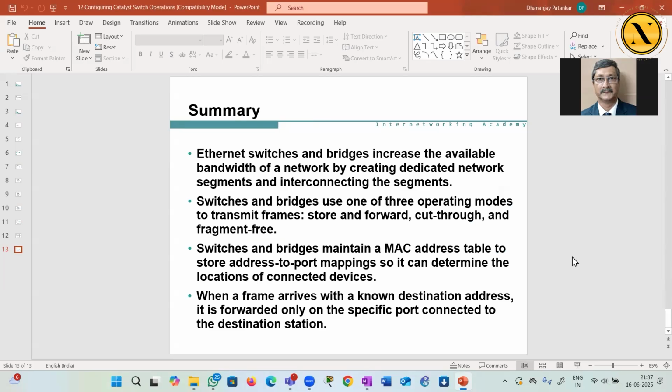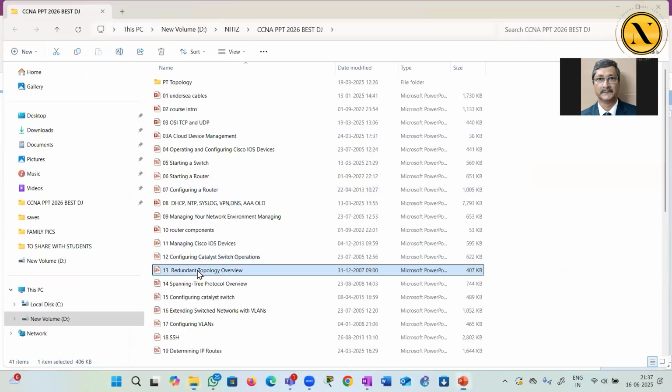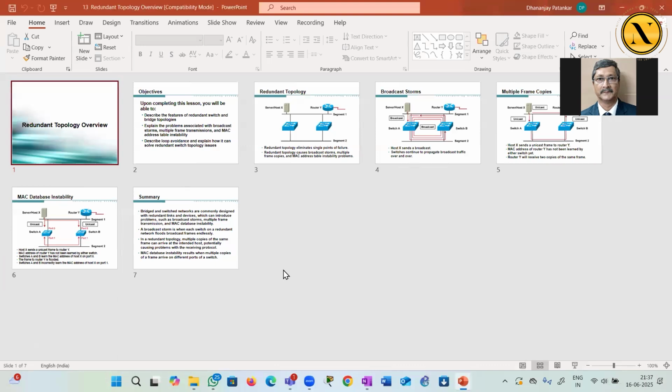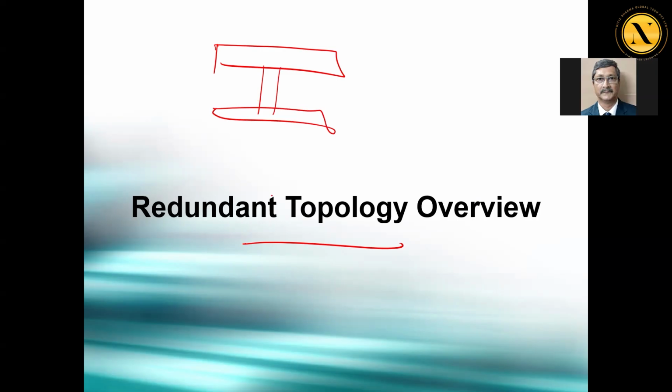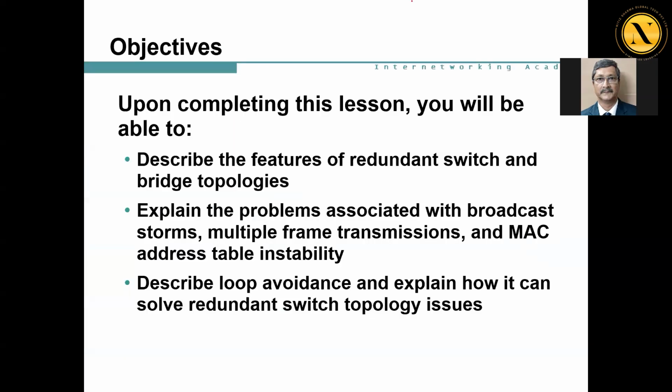They're all revision, guys. We have done switching. Let's go to chapter number 13. Redundant topology overview. Now we know what a redundant topology is. When you connect two switches with more than one cable, then we call it a redundant topology. So there is more than one way of sending and receiving data.